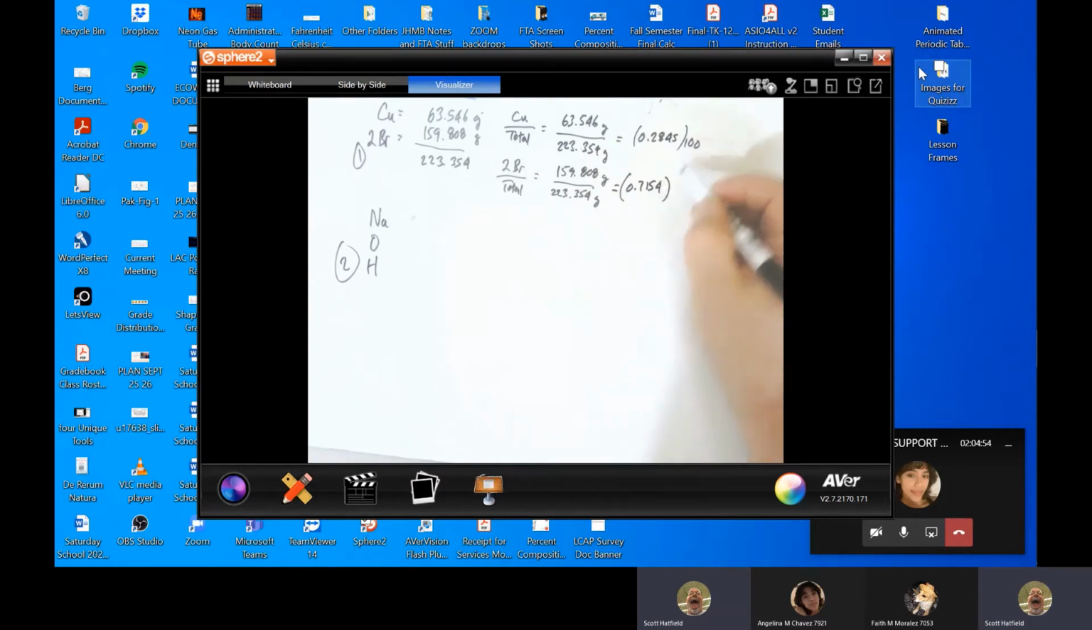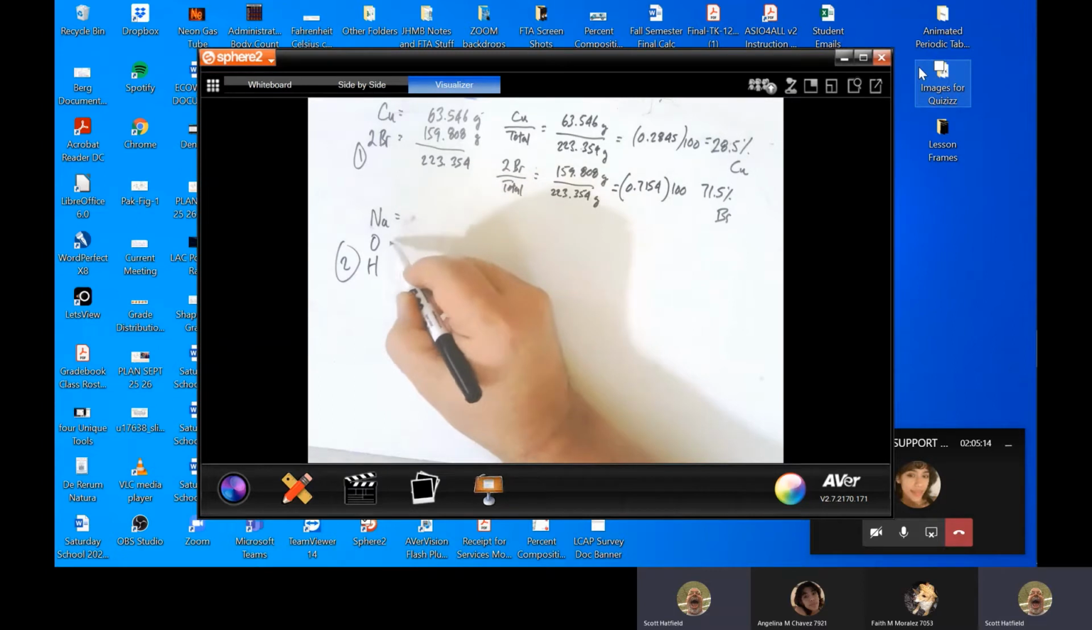Both these numbers get multiplied by 100 because that's what we do to the decimals in percent problems. And if we get done doing this, we discover, well, this is 28.5, I'm rounding up, percent copper. It's 71.5% bromine. So that's that problem.